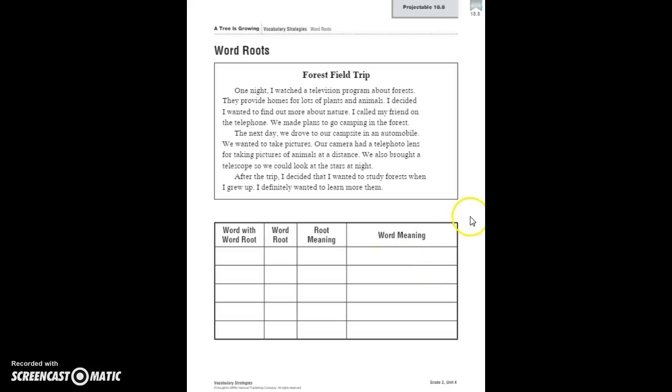Look at the first sentence with me. One night I watched a television. We know that that's one of our words that we've been talking about. So I would take television and write it here in the box for the word with word root. Now the word root for television is tele. And that root meaning, if you remember, means far away. So then the meaning of the word would be a device that brings us things to see from far away.